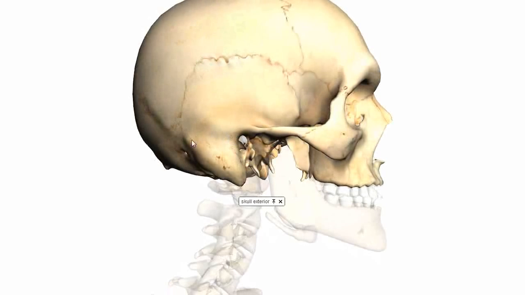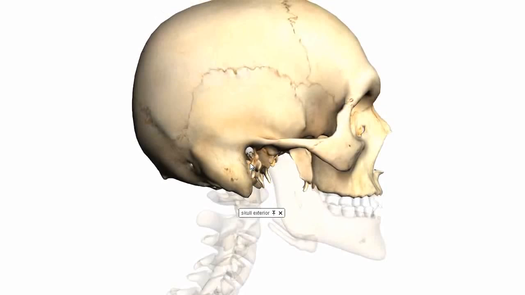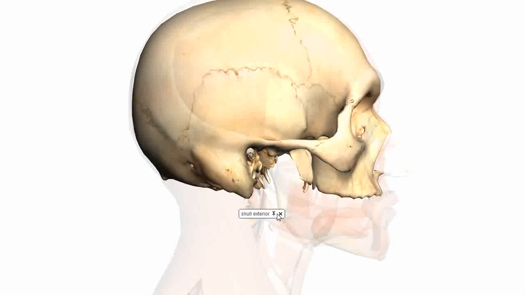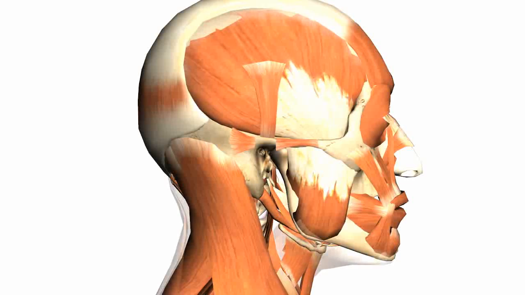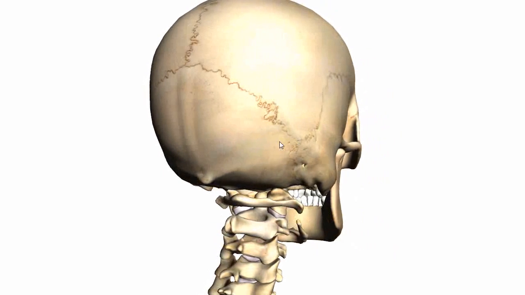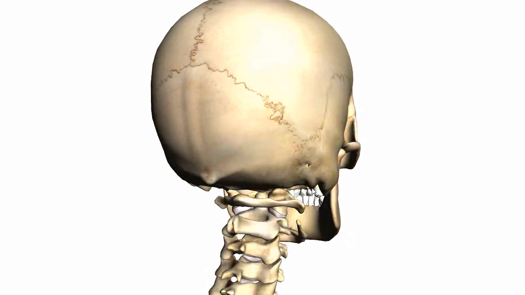So just here you can see this process, which is called the mastoid process, and this is quite important because a few muscles attach here. Most notably the sternocleidomastoid has an attachment there. Just show you that. So you can see this big sternocleidomastoid attaches there, and you've got this muscle here, digastric muscle, and a couple others. So that's the mastoid process, and if you look from the back, you can see this little notch here, which is the mastoid notch.